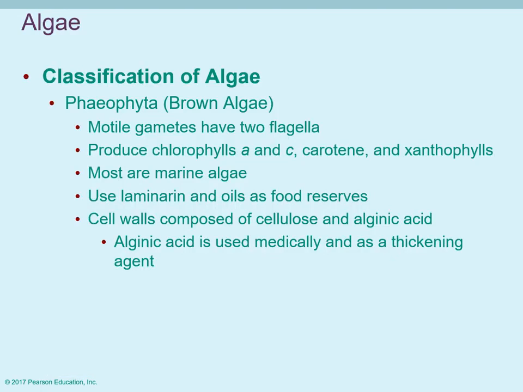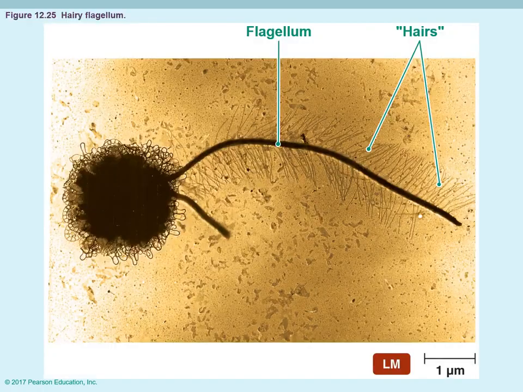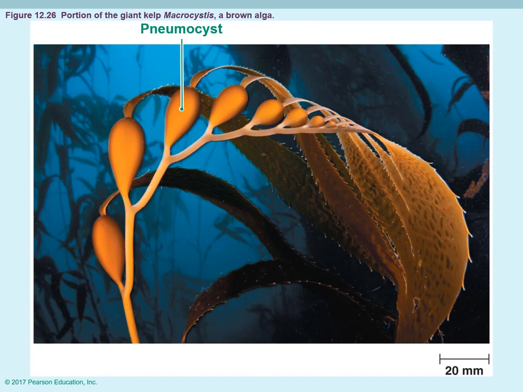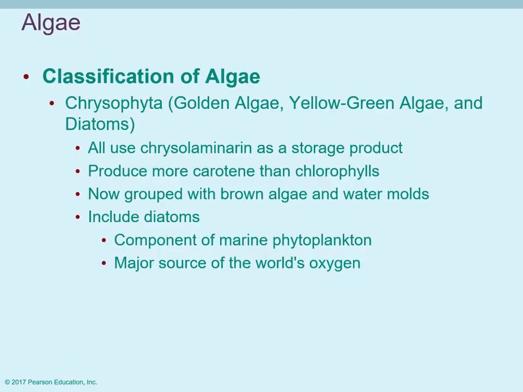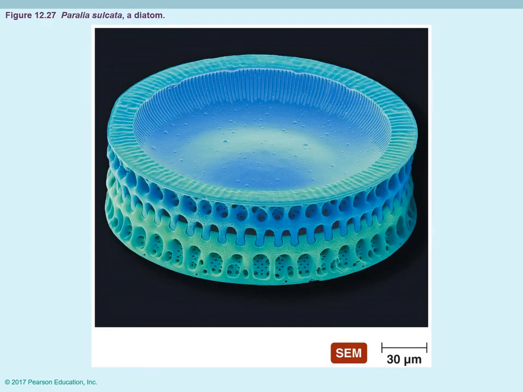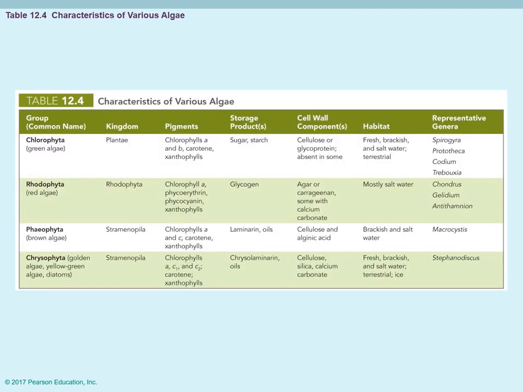The brown algae, most of these, once again, marine algae. And that's what it looks like. Kelp is an example of brown algae. And then the chrysophyta, this is golden or kind of yellow-green. This also includes diatoms. That's what a diatom looks like. This table is just showing the different characteristics of the different groups of algae.